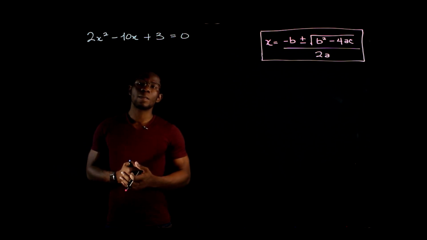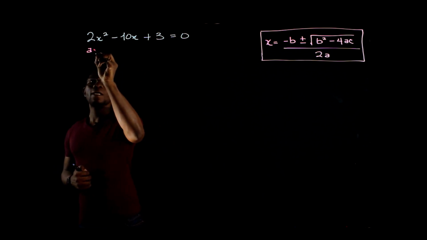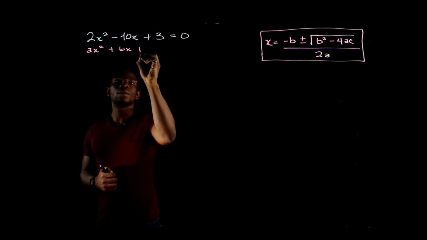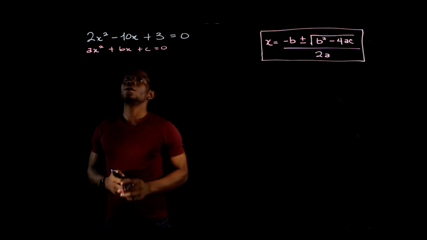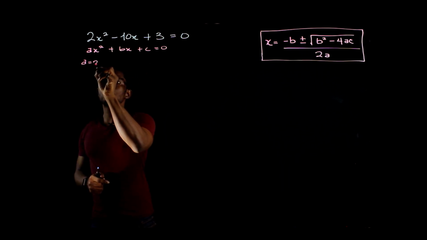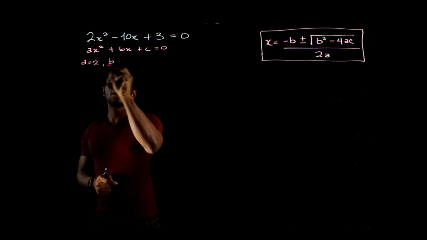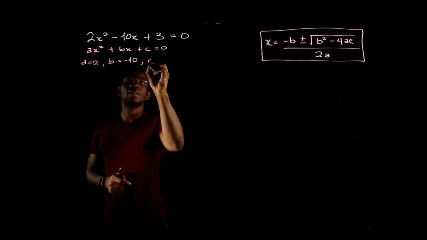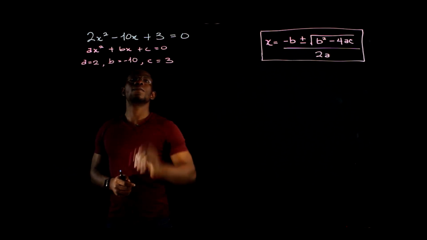So we have another example here. And if we compare that with our standard form of quadratic equation, we have that a is equal to 2, our b is equal to minus 10, and our c is equal to 3.